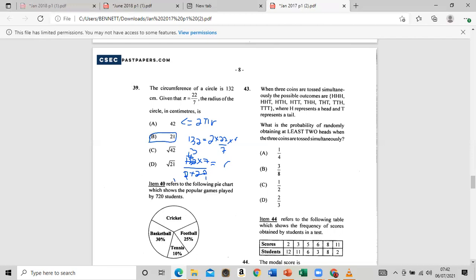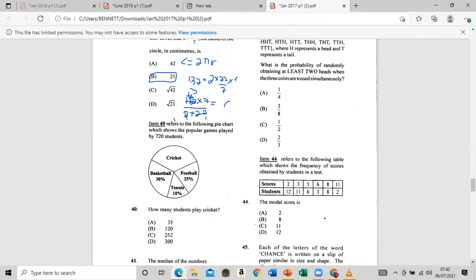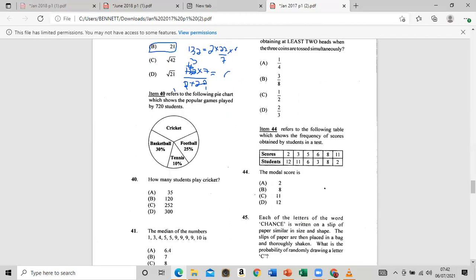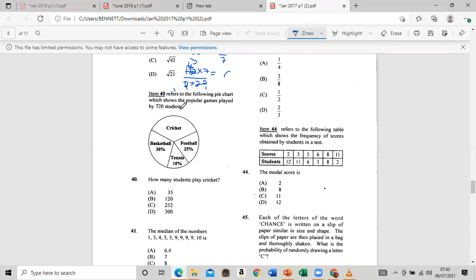It's perfectly fine. All right, 40 now. It says 40 refers to the following pie chart, which shows the popular games played by 720 students. So we know that it's 720 students. So let's go now. We need to find out the percentage of it first, right? So 25 plus 10, that's 35, plus that 45, plus that 55, 65. So it's 35% play cricket, but that's not the answer yet. We need to find 35% of 720.